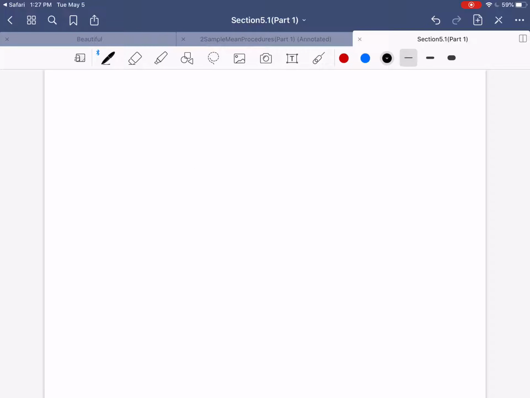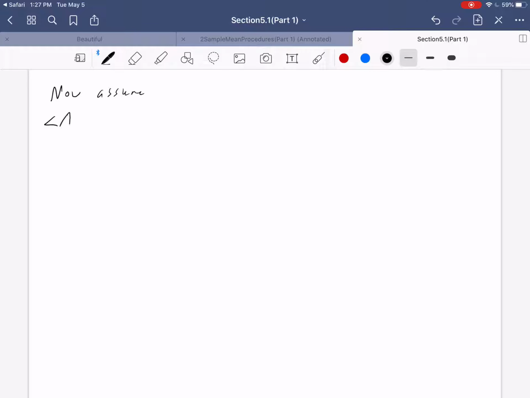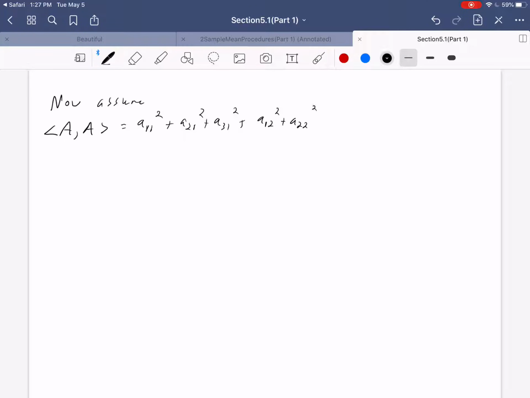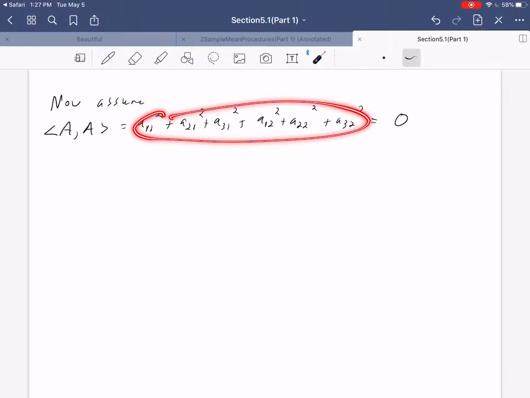So now assume that the inner product of A with A, which we know is actually A11 squared plus, what order did we write it in? A21 and A31. A21 squared plus A31 squared plus A12 squared plus A22 squared plus A32 squared equals 0. Okay? Now, we're saying this sum of squares is equal to 0. Well, we know that each of these things has got to be positive, right? Or equal to 0.